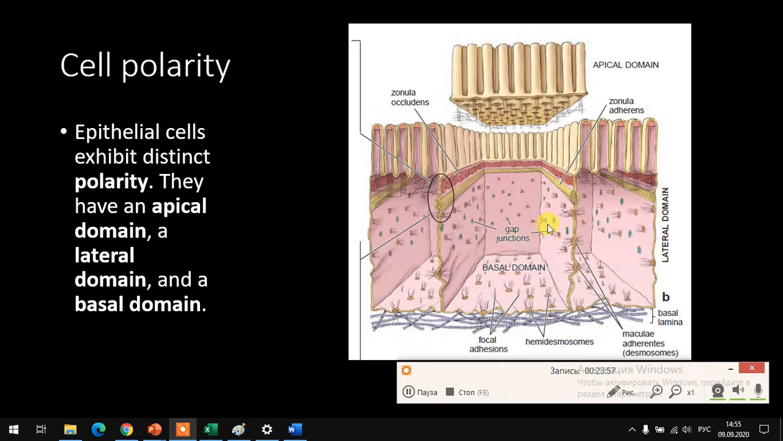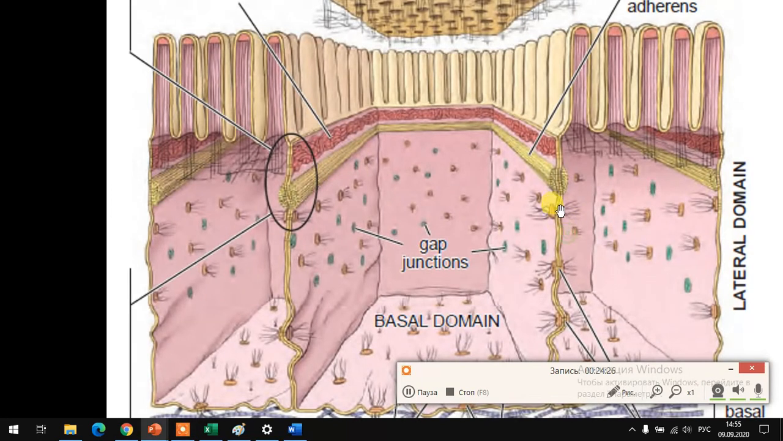The lateral domain is composed of two types of junctions. There are gap junctions and tight junctions. Okay, so let's start with tight junctions. An obvious example of a tight junction is present here. They are desmosomes. Okay, I'll zoom in. So desmosomes, which are visible here, are made up of two hemidesmosomes.